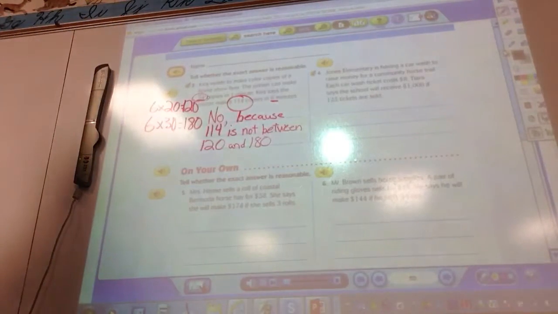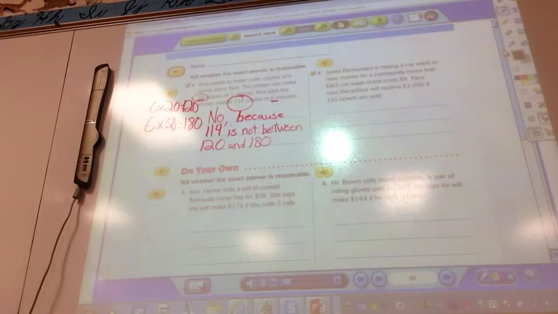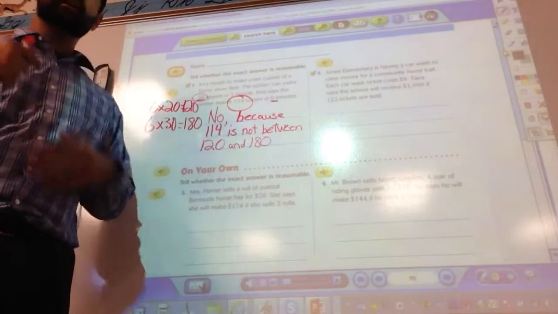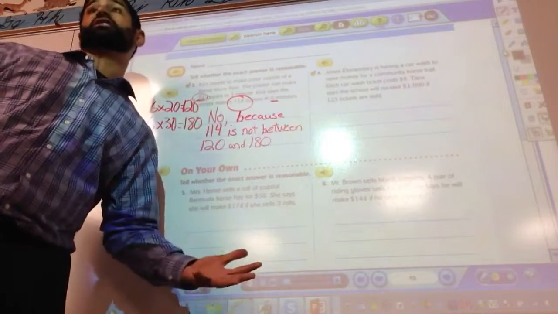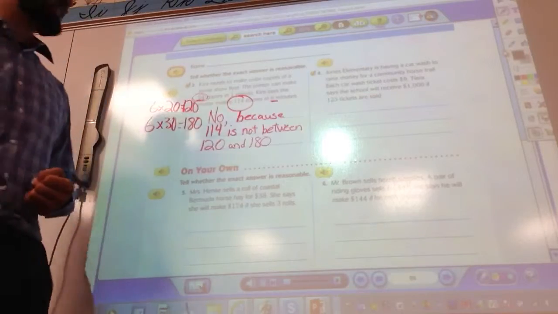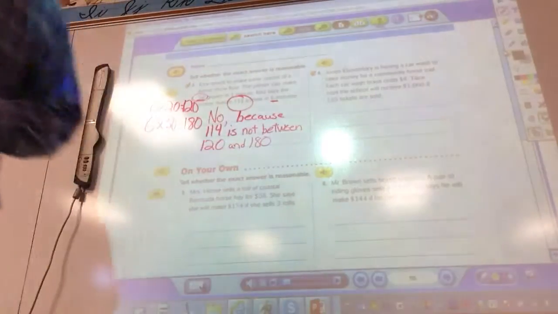If she said it'd make 124 copies in 6 minutes, she would have been right, but her answer's not reasonable because it would make more. It wouldn't make less, and it's not in between our low and high estimate, okay? So it didn't fit. That was a good reason to do both estimates that time. Okay, let's read number 4.